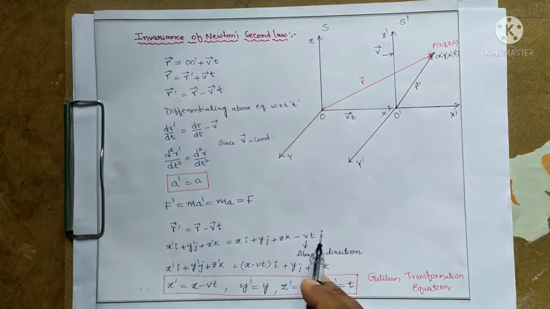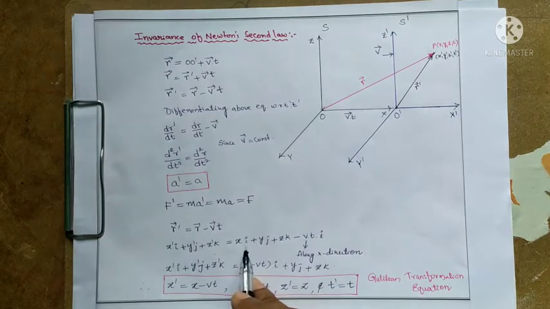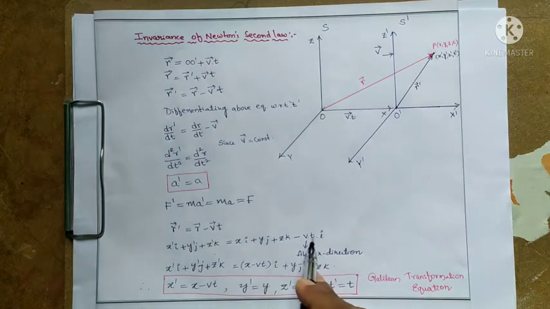If you take i as common, along the x direction we have the displacement x, and velocity into time is also a displacement along the x direction. Then we can write x minus vt into i plus yj plus zk. Therefore, x prime is equal to x minus vt, y prime is equal to y, z prime is equal to z. And the instant of time observed from both frames is the same, that is, t prime is equal to t. These equations are called the Galilean transformation equations. Thank you.